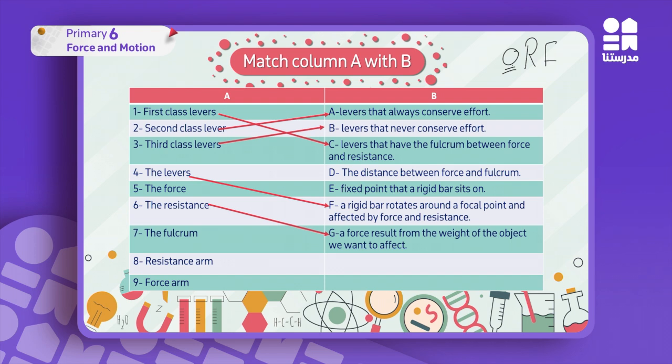The fulcrum is the fixed point or focal point, it's E. Resistance arm and force arm are the two choices left for me. And here I have the distance between force and fulcrum. Force and fulcrum, so since I found a distance, I am talking about the arm. Force and fulcrum means force arm, so the answer is 9.